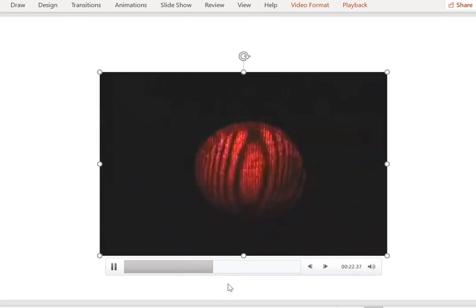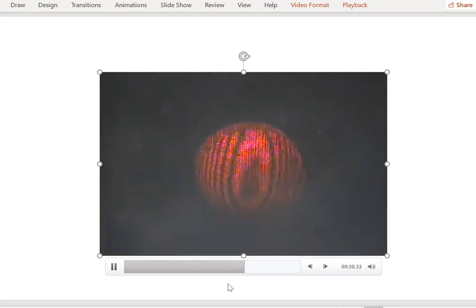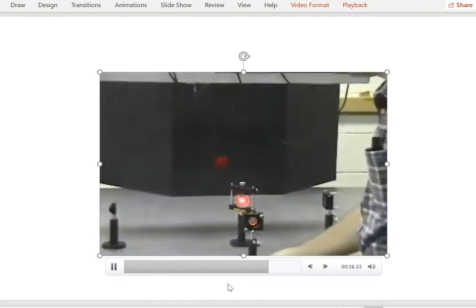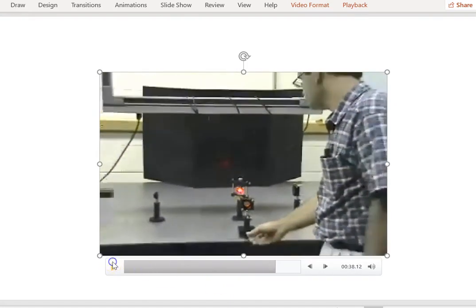Oh, isn't that cool? See, it looks like the fringes are moving inward. Let's see if I moved the mirror the other way. Nope, I'm just going the same way. If I had moved the mirror the other way, you would have seen the fringes moving out. Okay. That's it. That's what I wanted to show you.